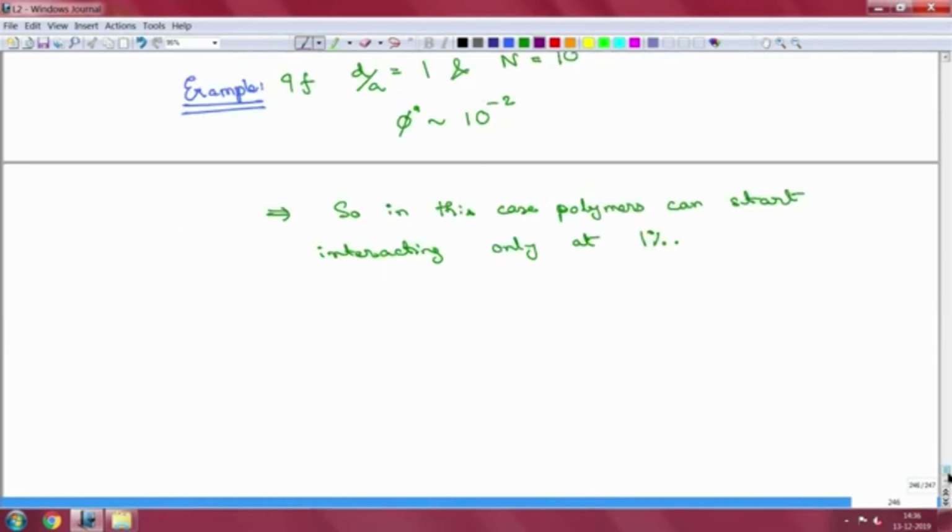So, I hope this clarifies the exercise that we took in the laboratory, where we looked at a binary solution of polymers, and that is why we did this entire exercise of figuring out C star and phi star.